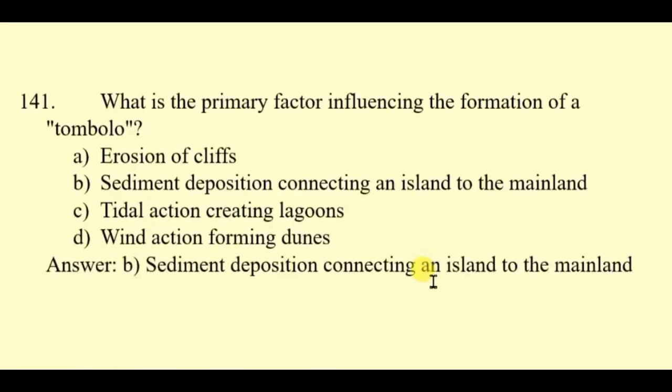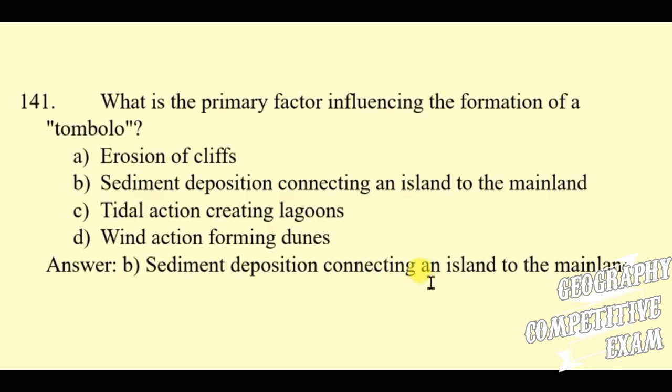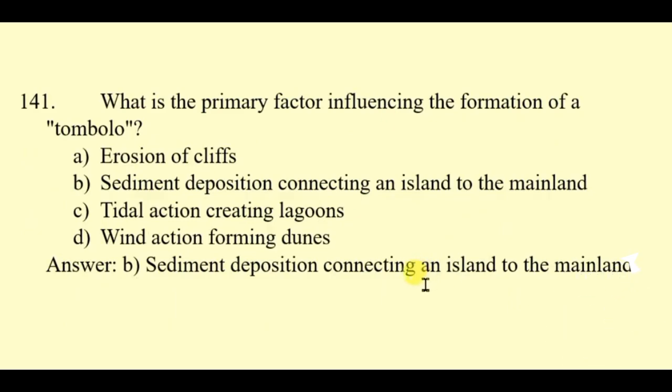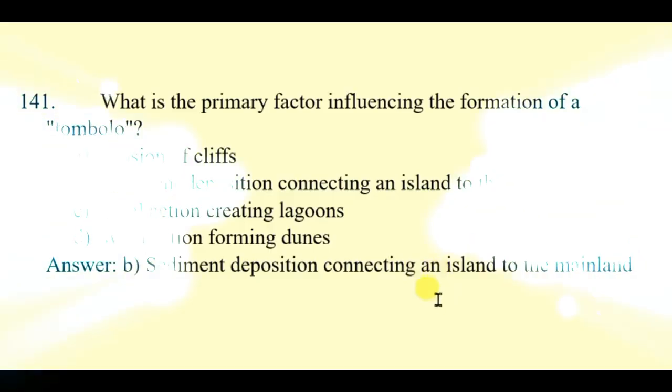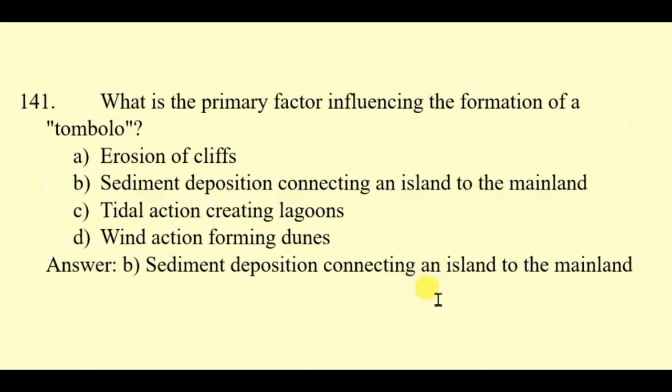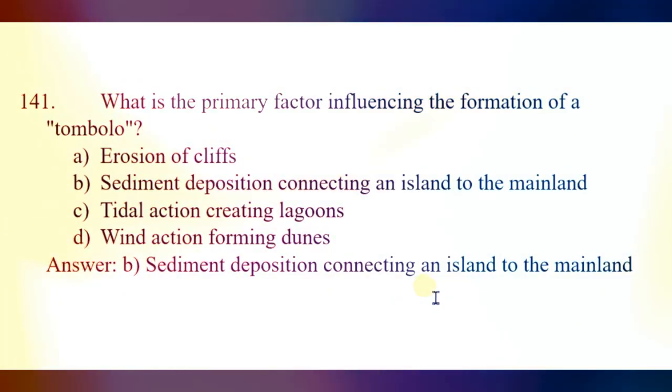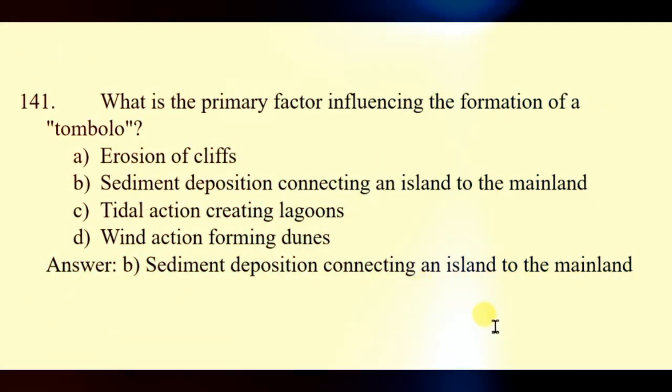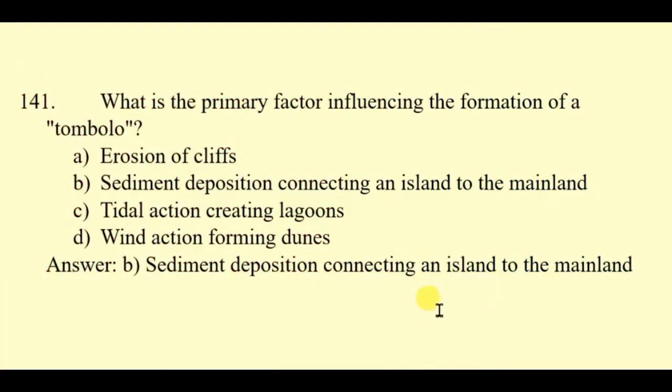Question 141. What is the primary factor influencing the formation of a tombolo? Erosion of cliffs, sediment deposition connecting an island to the mainland, tidal action creating a lagoon, wind action forming dunes. Here the right answer will be sediment deposition connecting an island to the mainland. There are several examples of tombolo. Rameswaram Island to mainland India is a tombolo.